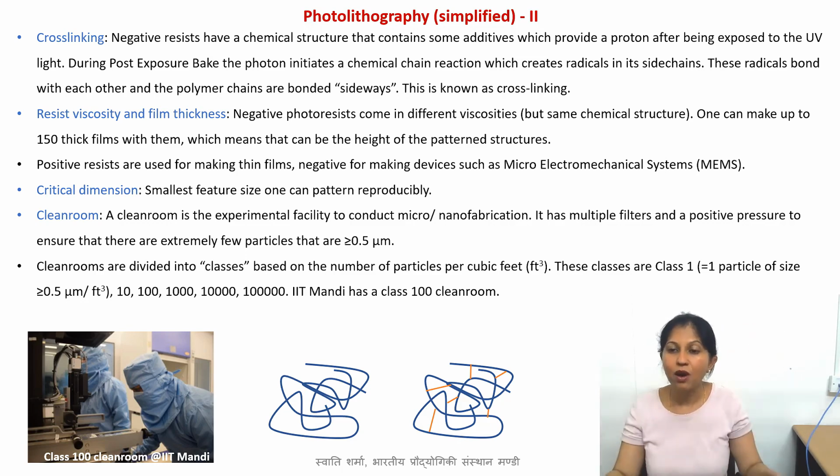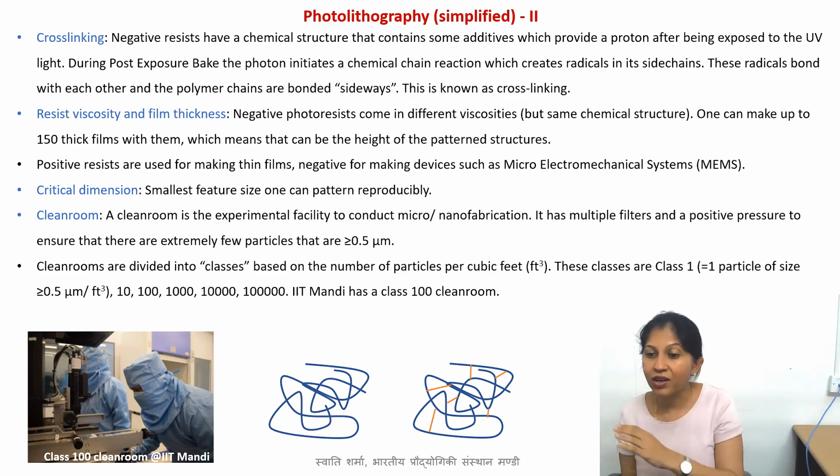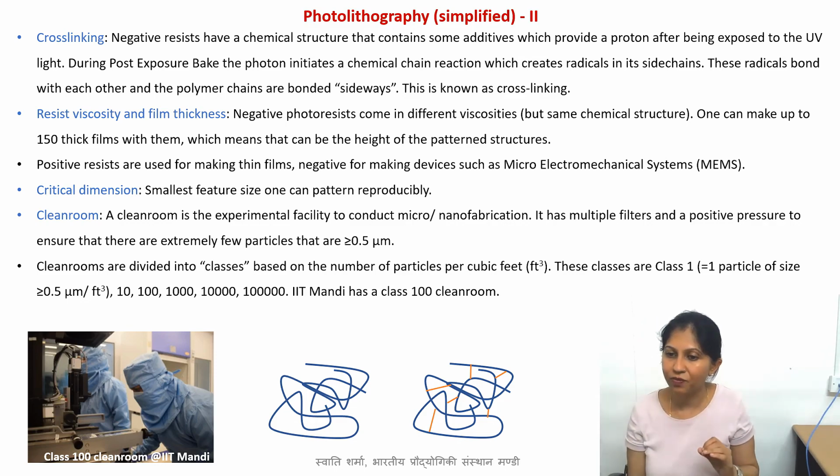In 1 cubic foot, the number of particles decides the class of your clean room. So if there is one particle in 1 cubic foot of your clean room which is bigger than 0.5 micrometer, then this is called a class 1 clean room. Similarly, class 10 clean room, class 100, up to class 100,000 clean room.